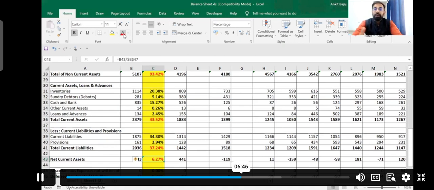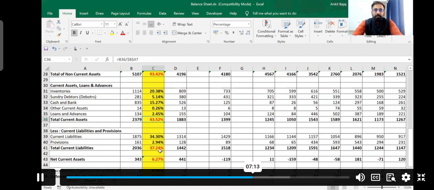So this is the total weight which the company has invested for working capital. What is working capital? Working capital means funds which are required for day-to-day running of the business, right? If you're paying salary, if your salary is outstanding, if you're buying raw material, the total fund invested in working capital is 6.27%, right? So total current assets are 43.52%. It shows that if you are investing 100 rupees in your total assets, 43 rupees is required for working capital.